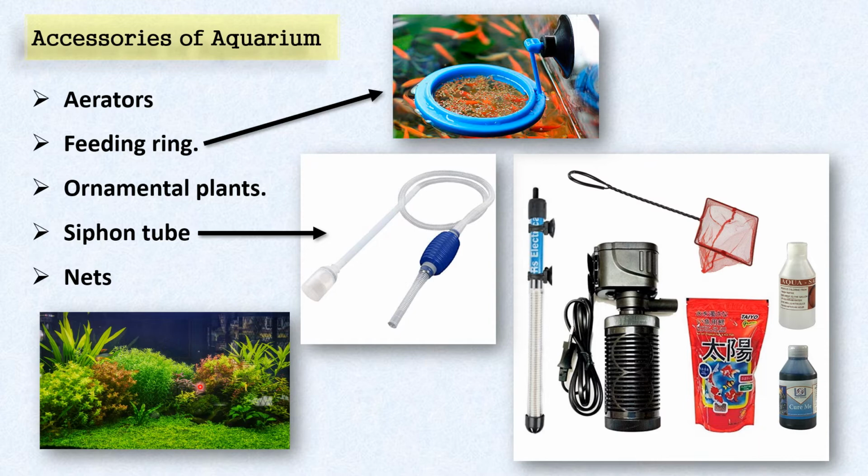So we are going to keep more fishes in a small place. So in the aquarium, we maintain many fishes, and therefore the need for oxygen is more. So therefore, we need to install aerators. So artificially we have to mix oxygen in the aquarium water. So for that, in aquariums, aerators are used.